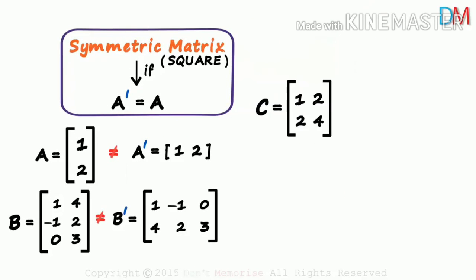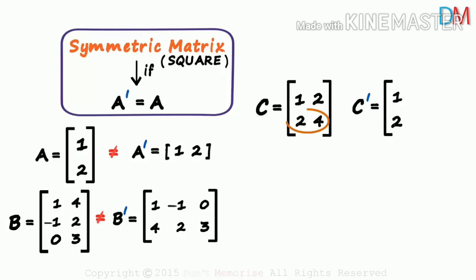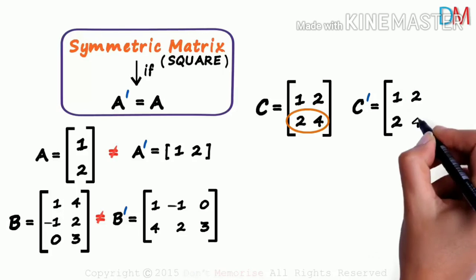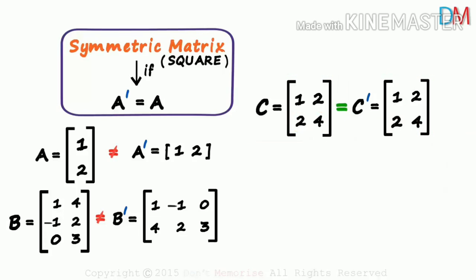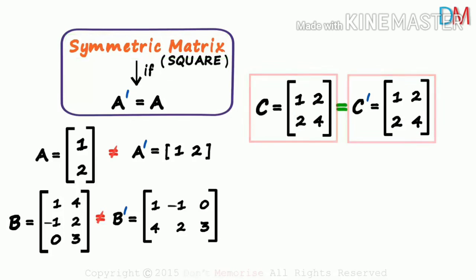Take matrix C for instance. 2 rows and 2 columns. This is a square matrix because its number of rows is equal to its number of columns. Is this a symmetric matrix? We find C transpose to know the answer. The first row becomes the first column, 1, 2, and the second row becomes the second column, 2, 4. Clearly, the two matrices are equal. Same order and the corresponding elements are equal. 1 and 1, 2 and 2, 2 and 2, 4 and 4. Matrix C is a symmetric matrix as its transpose is equal to itself.